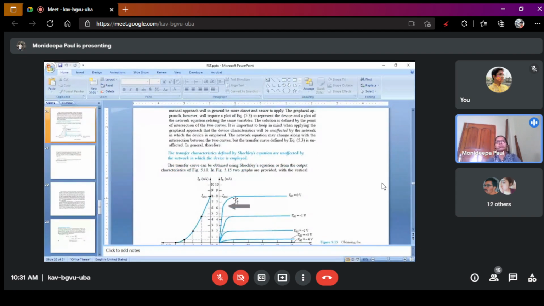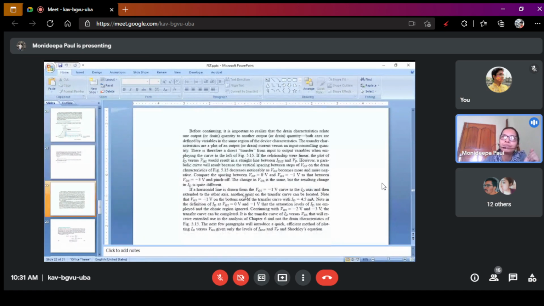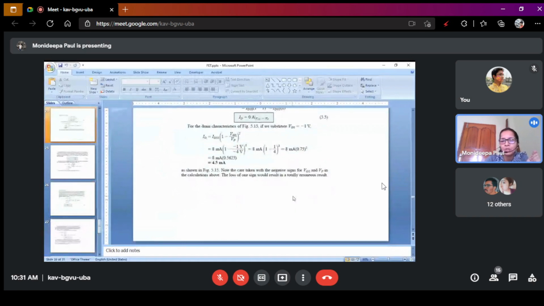In this problem only two things are given: VP is equal to minus 6 volt, and IDSS is equal to 12 milliampere. So at what value of VGS do we get IDSS equal to 12 milliampere? IDSS is the maximum saturation current, so when VGS is equal to 0, we get the maximum saturation current. So we write that IDSS is equal to 12 milliampere when VGS is equal to 0.